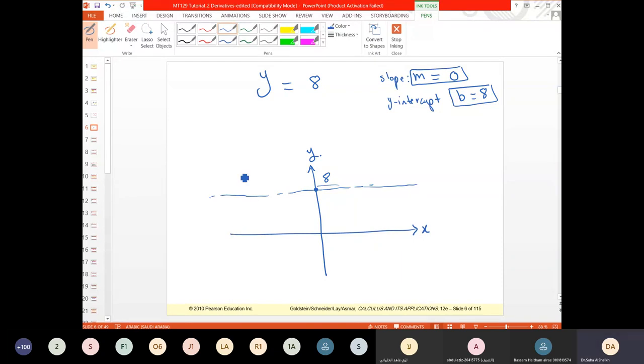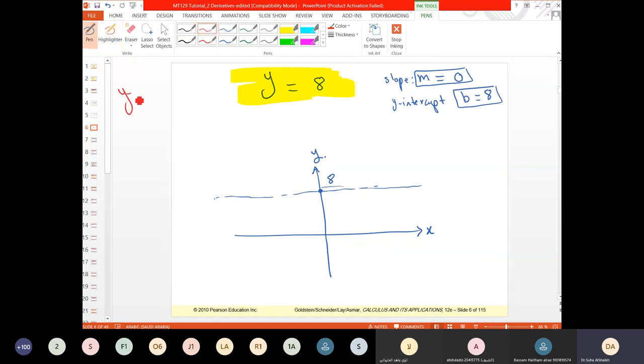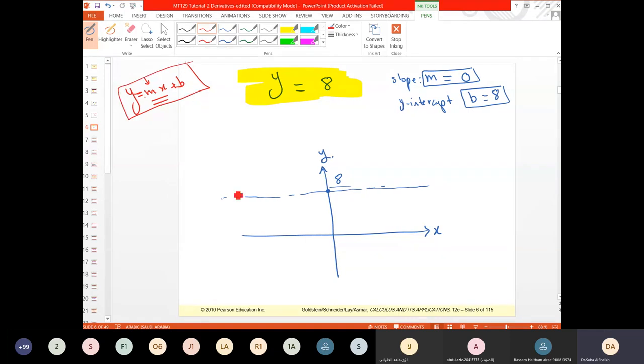Okay? How did I know it's zero? Have a look at the equation. The equation of a line is y = mx + b. So where is the mx here? We don't have mx here, which means that m is 0. This part goes because m is 0 and the 8 is my b. I compare it to this standard form of the equation. We always compare it to this one.